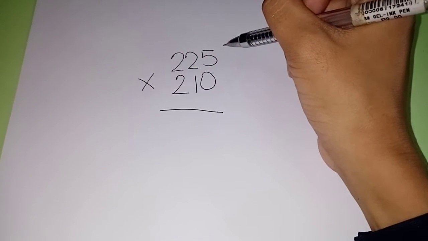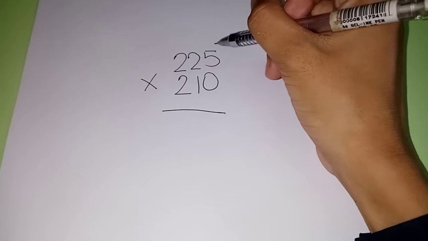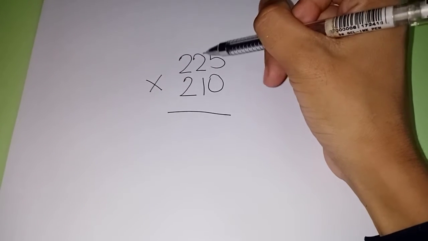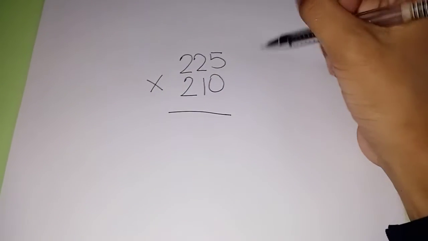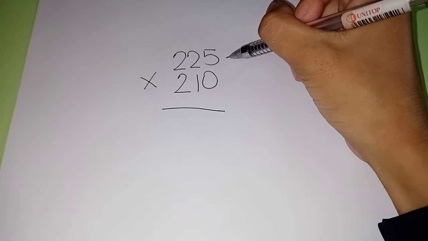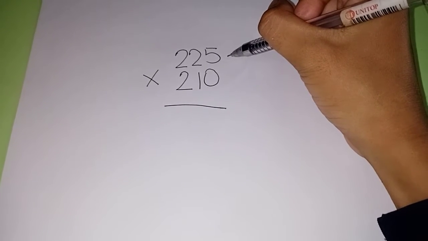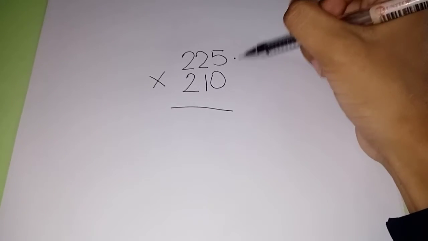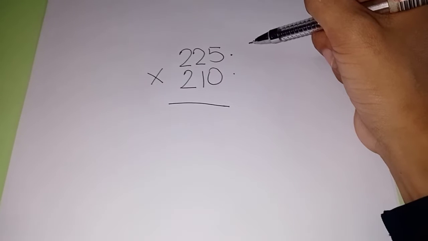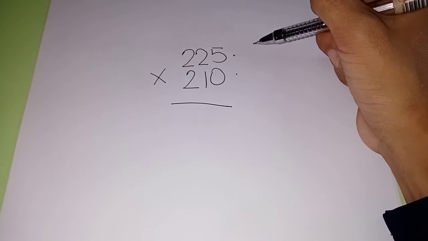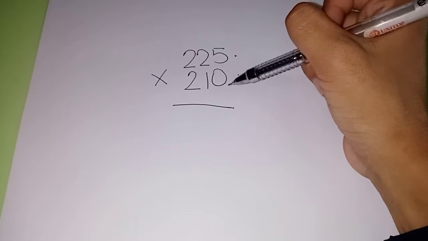So always remember that in multiplying two or more numbers, always start with the ones place, then followed by the tens, and then the hundreds, and so on and so forth. 225 is what we call the multiplicand. This is the number that is to be multiplied, while 210 is what we call the multiplier. This is the number by which it is multiplied. Now let's start solving this one.